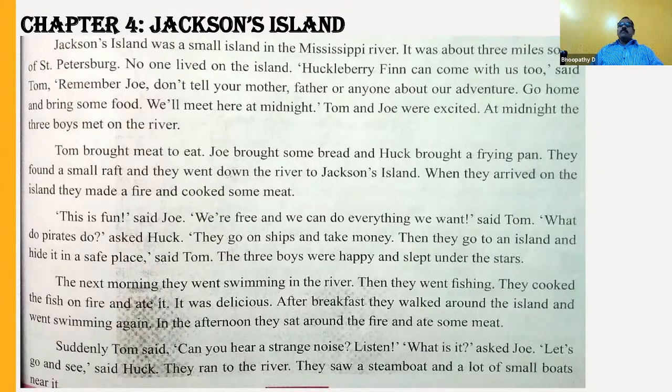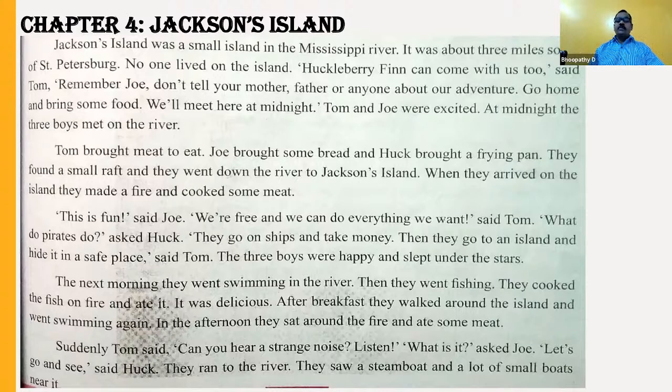The next morning, they went swimming in the river. When they went fishing, they found something. So they cooked the fish on the fire and ate. It was very delicious. It was a very happy life for them. They were enjoying the adventurous life. After breakfast, they walked around the island and they went swimming. But in the afternoon, once again, they started a fire and they ate some meat.